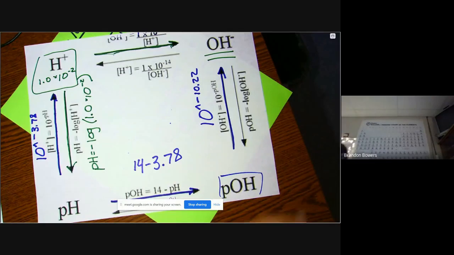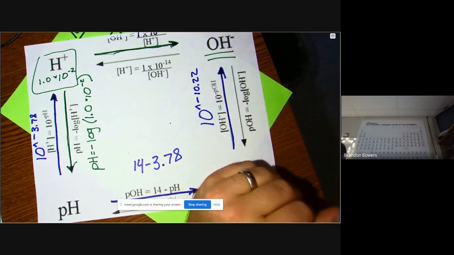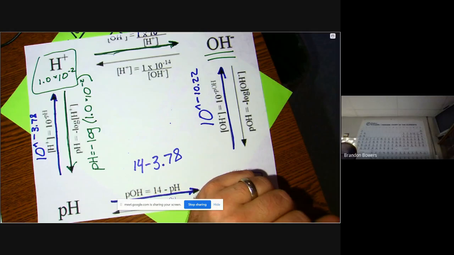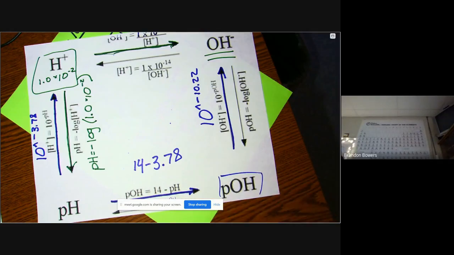Do you guys have any questions? Or do you want me to go over one more? DJ? What's the range for acid or base? 0 to 14. 0 to 7 is acid, 7 is neutral, and 7 to 14 is base. You want one more example, or do you feel good? Feel good to go?